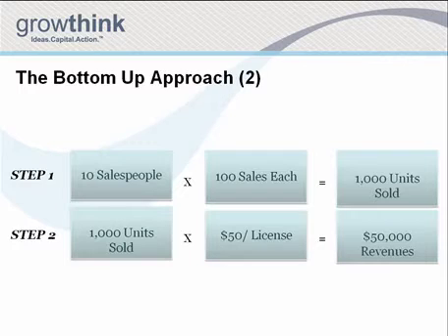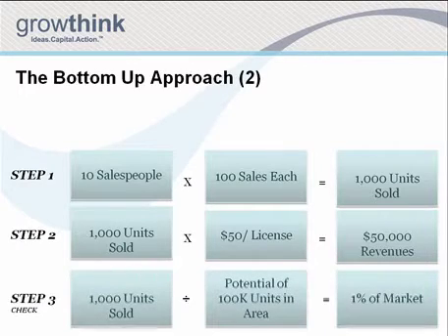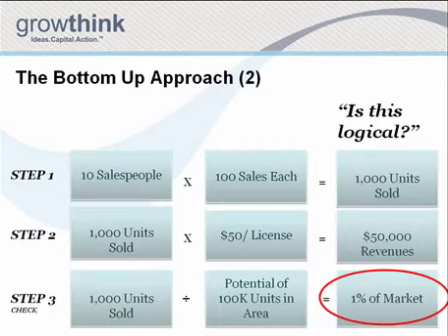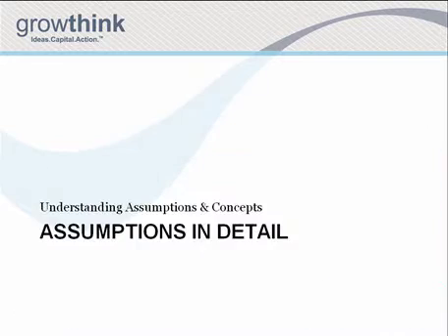And so the question here is, is this logical? That's a check. We had 1,000 units, and we said before that we think there's a potential of 100,000 units in the area. That gives us our 1%, which we did in the other approach, the top-down approach. So the numbers should really get you to the same thing, but a lot of times it's easier to do a bottom-up approach, where you can say how many people will actually buy this product or service, and you can build it that way.